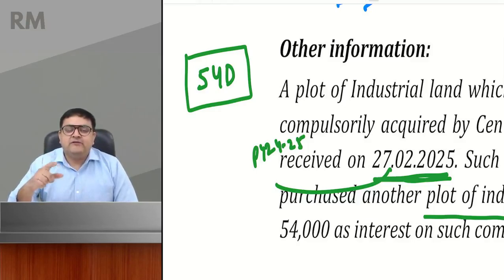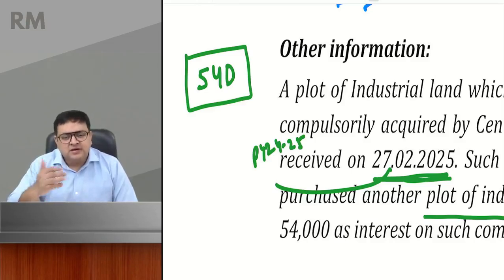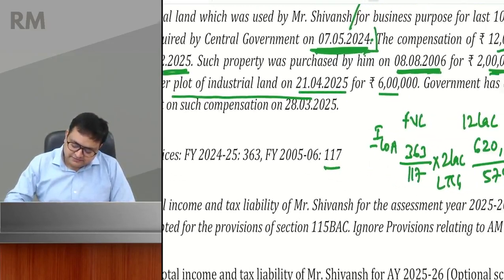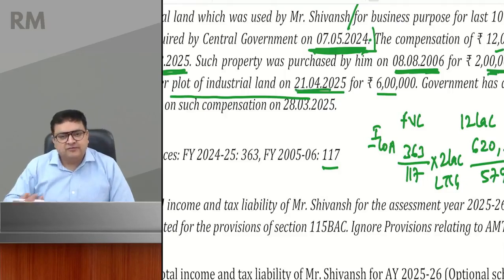54D is only available to a manufacturing assessee if their factory land or building is compulsorily acquired. Here his factory land or building is getting compulsorily acquired, and if you purchase another factory land or building, then you can claim exemption under 54D. Time of purchase is 3 years: either up to the due date of ROI you purchase it, or you make a deemed investment in the capital gain scheme. Here this person has purchased another asset on 21st April 25, much before the due date of ROI, for 6 lakh rupees. So he will get 54D exemption.